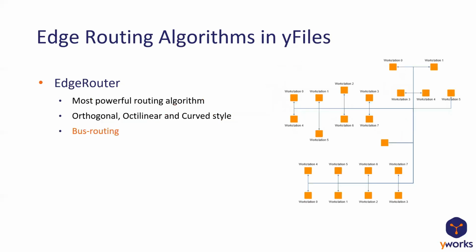Another important feature of the edge router is that it also supports buses, like shown in the sample now. So you have some common backbone bus segment where all other segments connect and branch off. And this kind of style is also directly supported by the edge router.